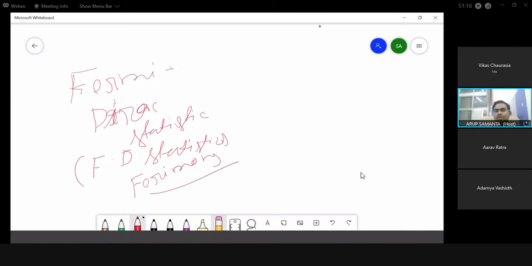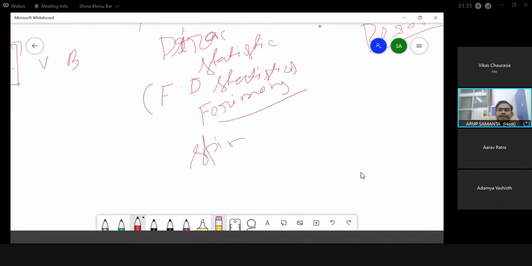Another type of statistic is Bose-Einstein. We call it BE statistics, and the particles that follow it we call bosons. Boson comes from the name Bose, S. N. Bose, Satyendranath Bose, and E for Einstein. These are called bosons.